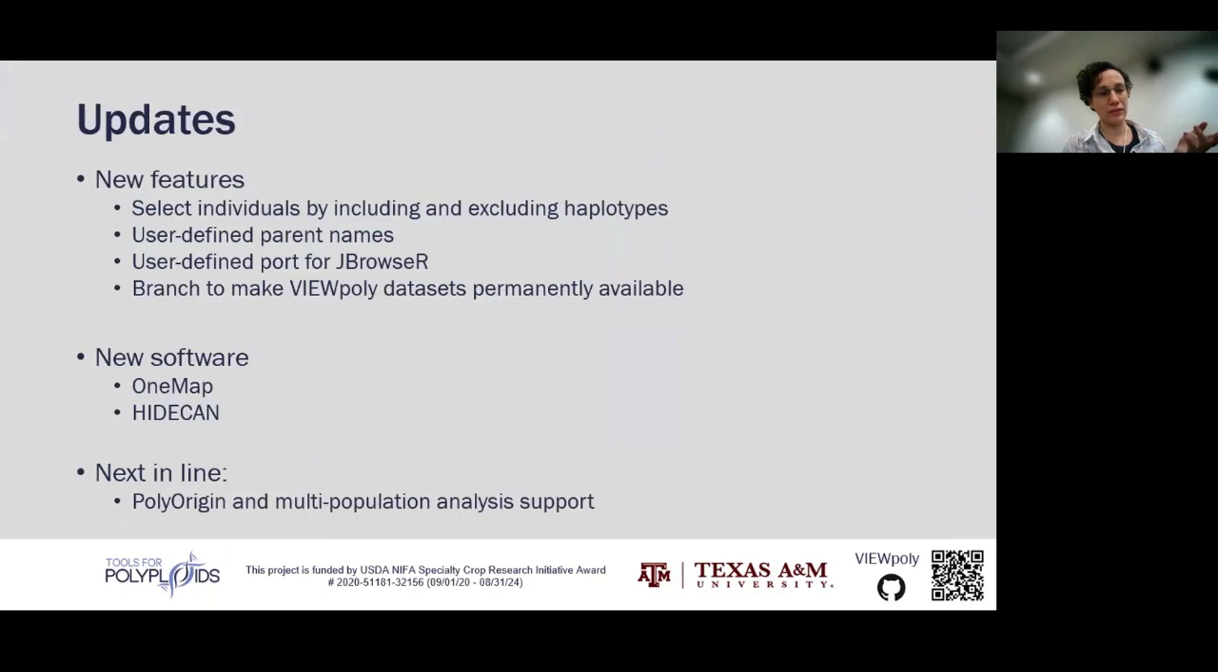And so the main updates were some changes, including some features like excluding haplotypes and defining the parents' names, and I included some small things, but the main things were implementing one map and Heidekan. And the next thing that I have already started to do is implementing polyorigin and multi-population analysis to be able to support what the guys did in VIEWpoly and VIEWpoly.